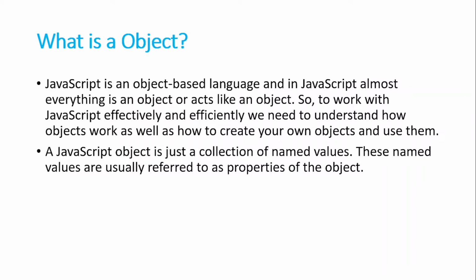JavaScript is an object-based language, and in JavaScript almost everything is an object or acts like an object. So to work with JavaScript effectively and efficiently, we need to understand how objects work, as well as how to create our own objects and use them. A JavaScript object is just a collection of named values, which we call properties. These named values are usually referred to as properties of the object.